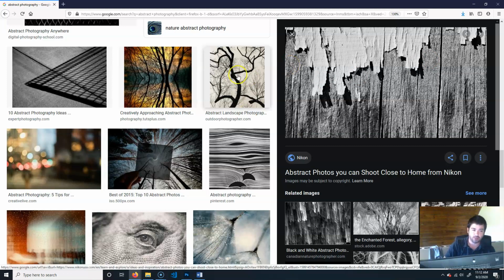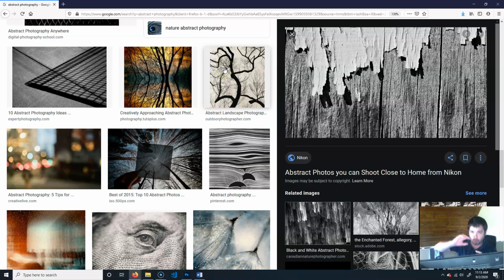Try different angles too. That's another thing. So what you're really trying to do is take something out of context, right? A lot of abstract photography is, I'm taking this object that you usually look at this way, and I want you to look at it this way.